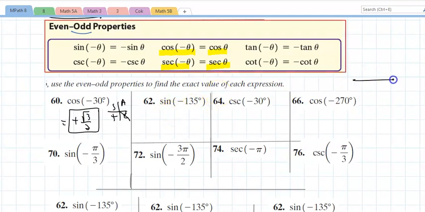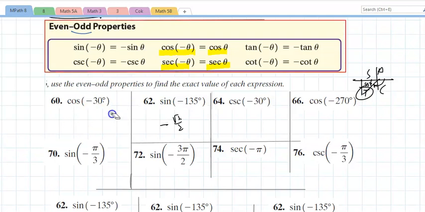I really don't need to use this, and just to demonstrate negative 135: there's negative 135, you have a reference angle of 45 degrees. Well, I know that's radical 2 over 2, and in this quadrant sine is negative, and I'm done. So I could really use what I used in the beginning of this section and derive all of those. I do want to use the fact that it's even or odd just to demonstrate and learn.